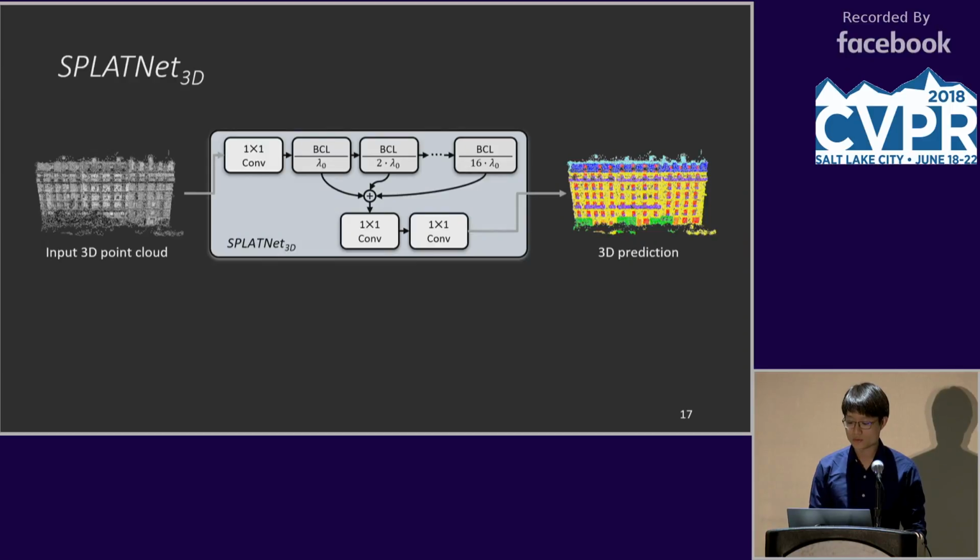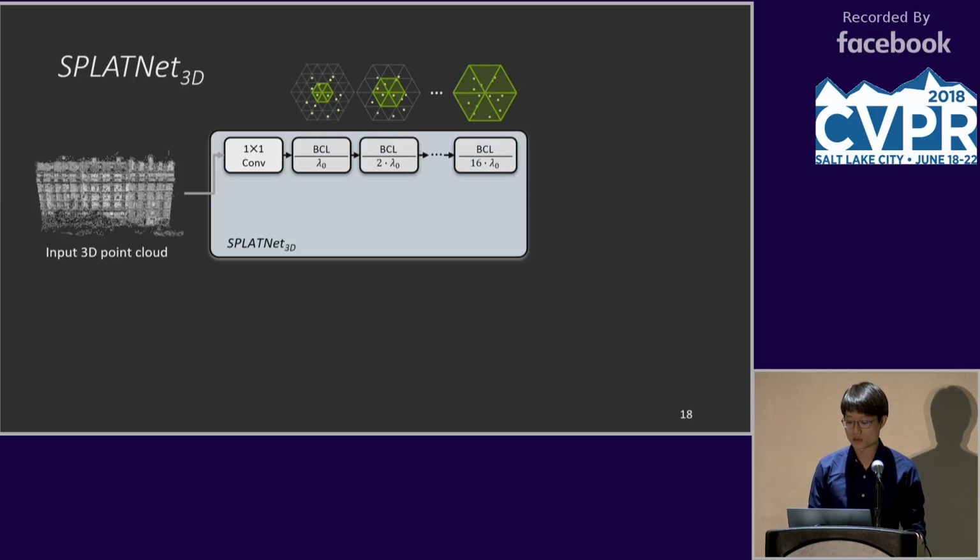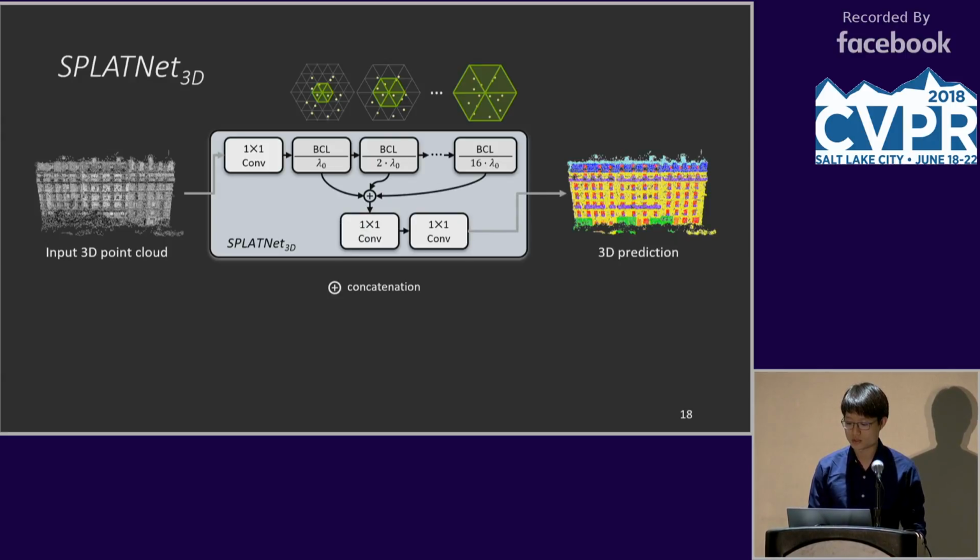Here are the internals of the 3D version of our model. Let's walk through the components one by one. The input points are first processed through a point-wise convolution layer, which is denoted as 1x1 conv. And then there is a sequence of bilateral conv layers. Here we assume all BCLs use XYZ as lattice features, and each has increasing lattice scale as noted at the bottom of each block. And as illustrated above, this has the effect of gradually increasing the receptive field of the network. Similar to hypercolumn, we concatenate the output from all BCLs and finally output 3D predictions after a couple more 1x1 conv layers.